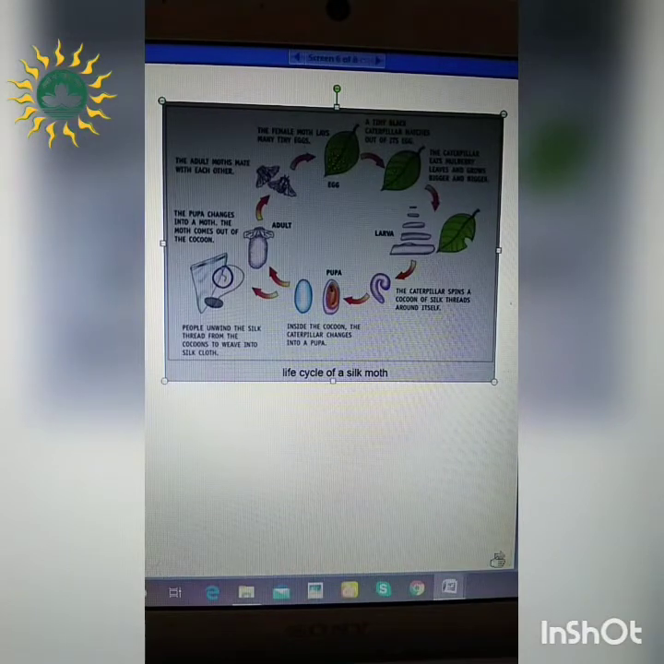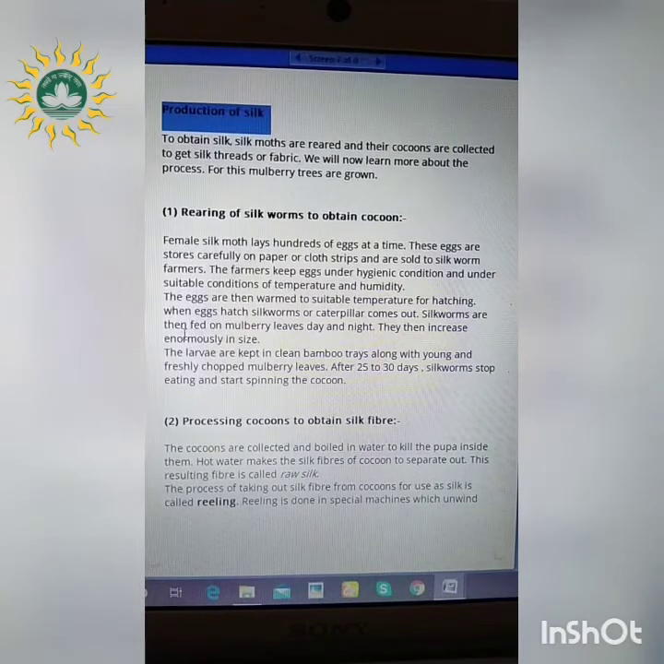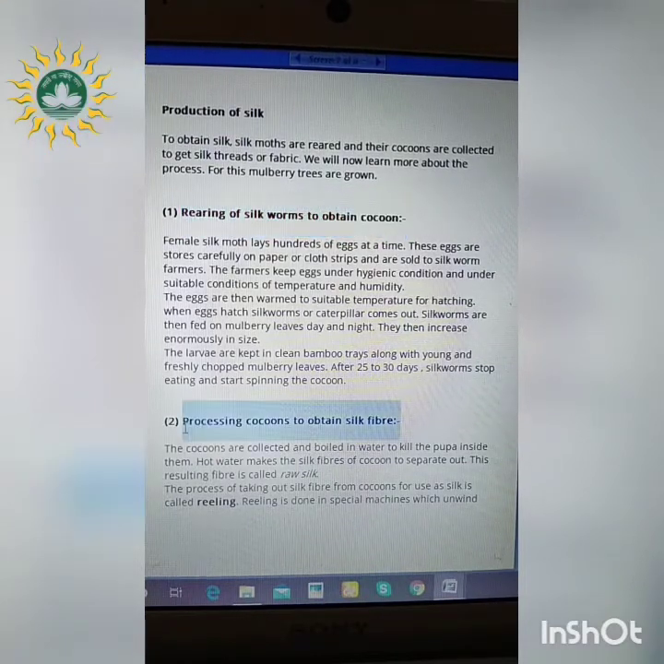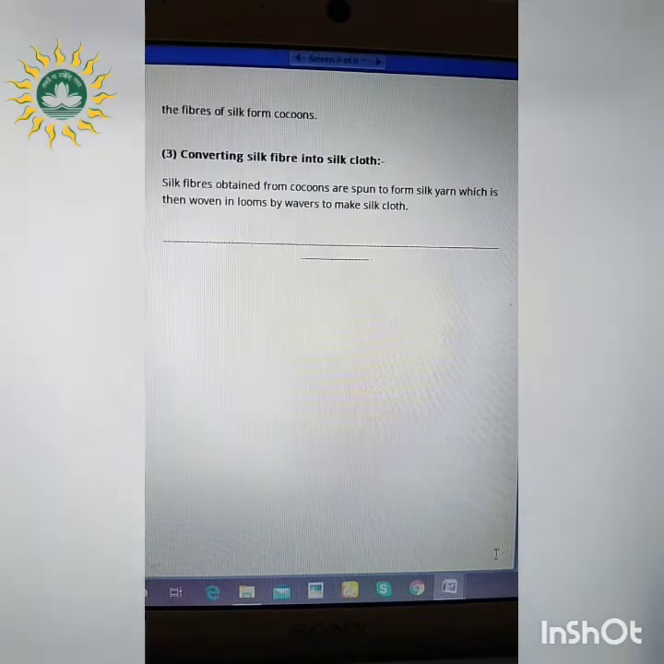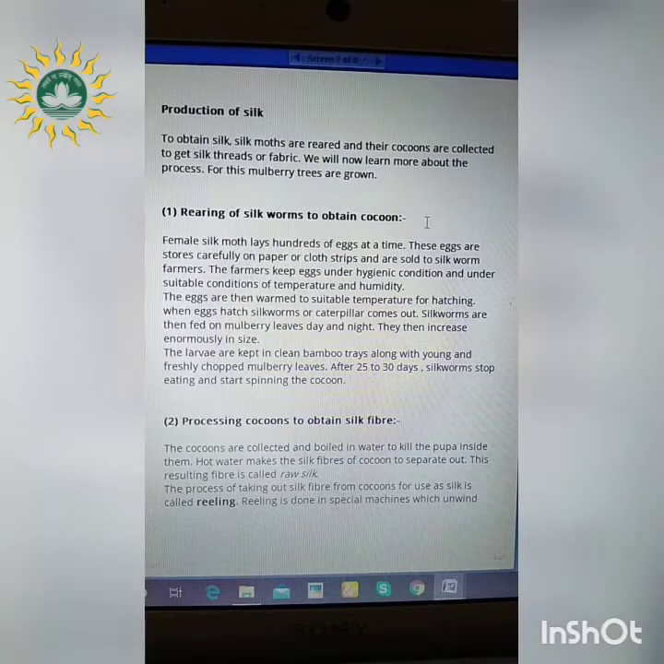Next, we'll move on to the next part, that is production of silk. So this production of silk takes place in 3 steps. What are those? Firstly, rearing of silkworms to obtain cocoon. Next is processing of cocoons to obtain silk fiber. And last is converting of silk fiber into silk cloth. So first, rearing of silkworms to obtain cocoon.